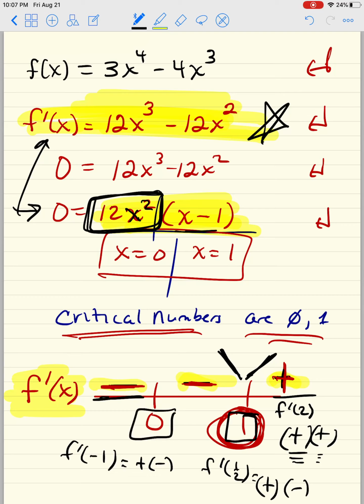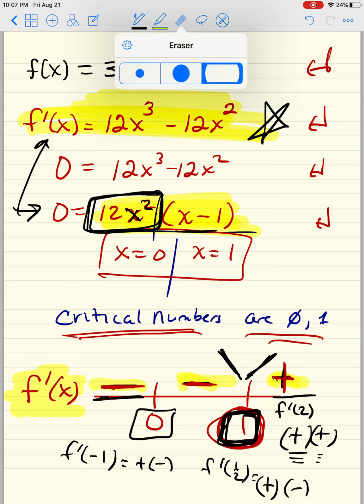0 is just a critical number, but it's nobody. It's not a max nor a min. The graph went down, stopped for a second, and then went down again. Then it came back up. So x equals 1 is our relative min. And now I want to find the value.